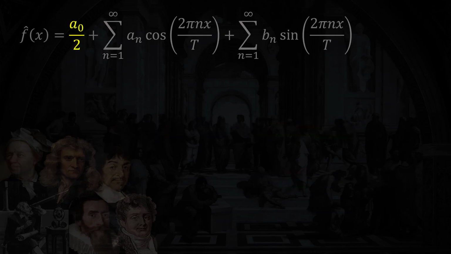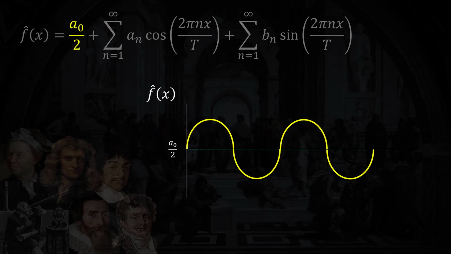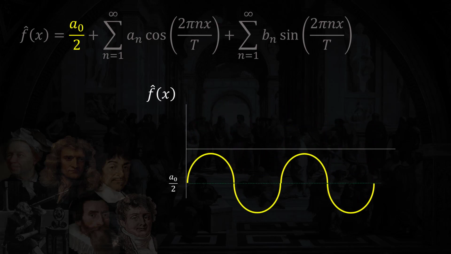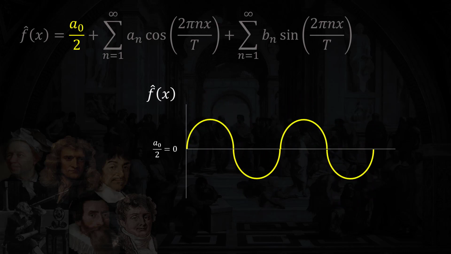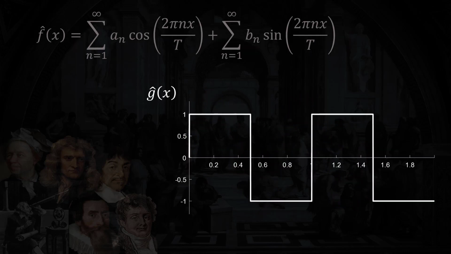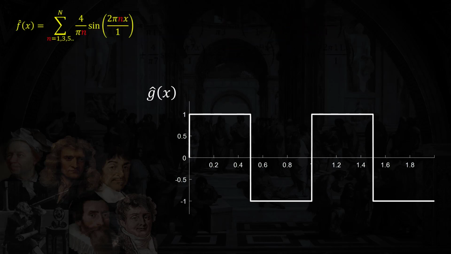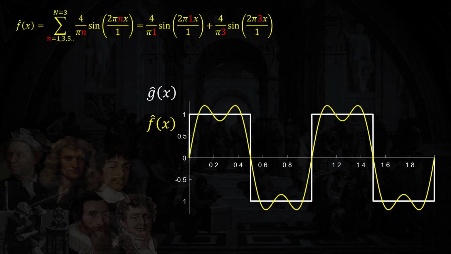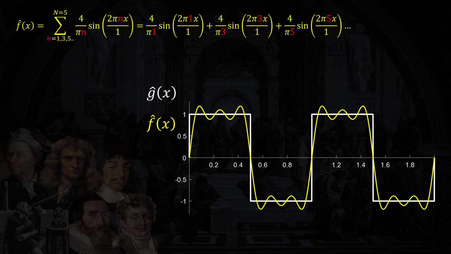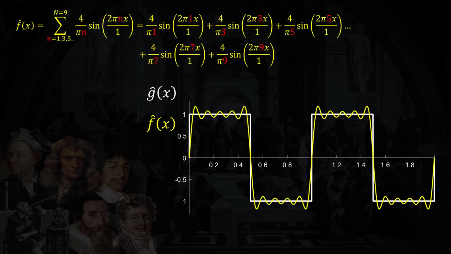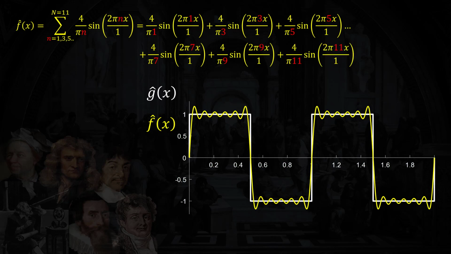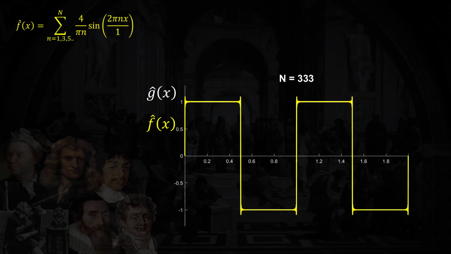So the constant term, what it does is it lifts the entire curve up or down. For now, let's set this to 0 to make things simple. And again, you can represent any arbitrary function like this rectangular wave function. To represent this function, the cosine terms are not required. As we add more and more sine terms, we can see that the approximate function f converges to the function g we are trying to represent. Of course, adding many terms, it will do better.